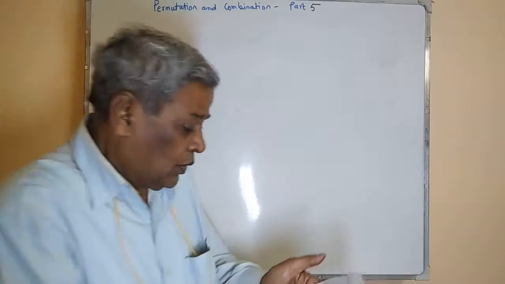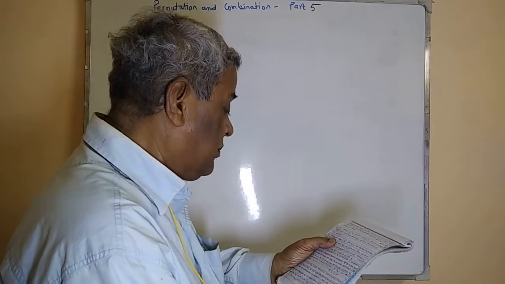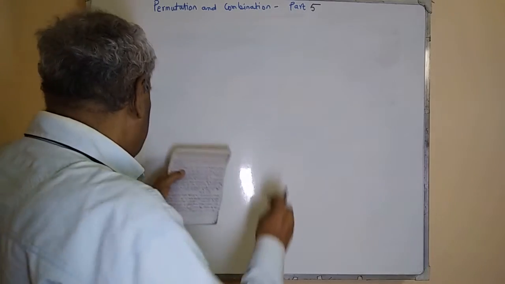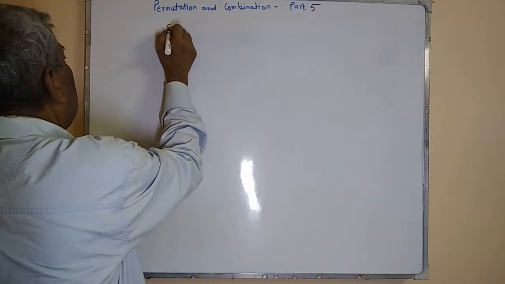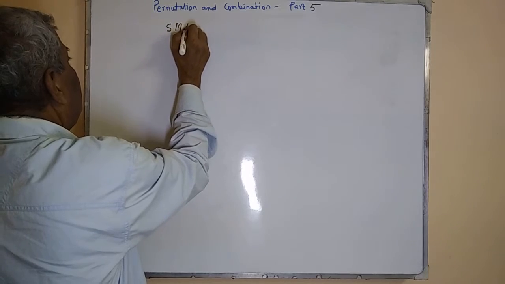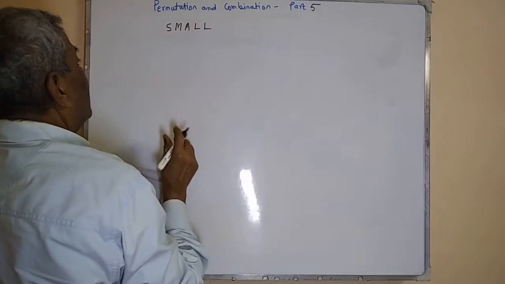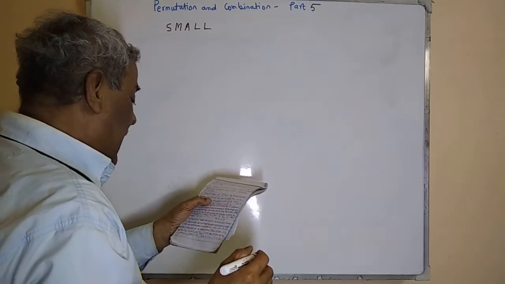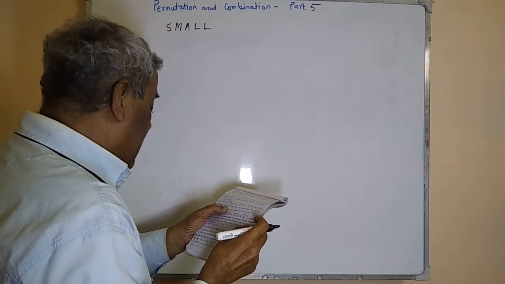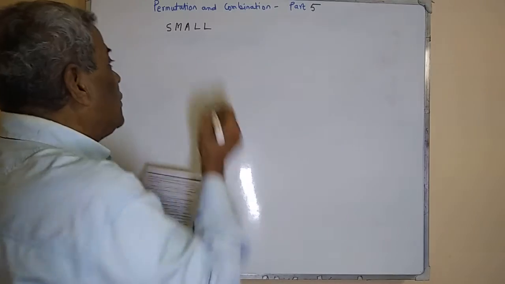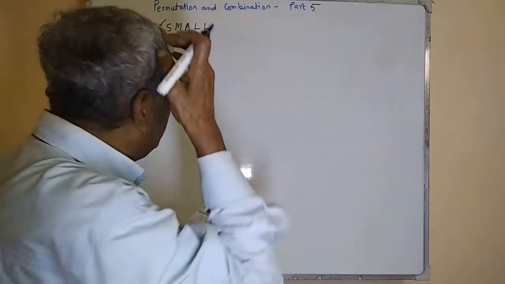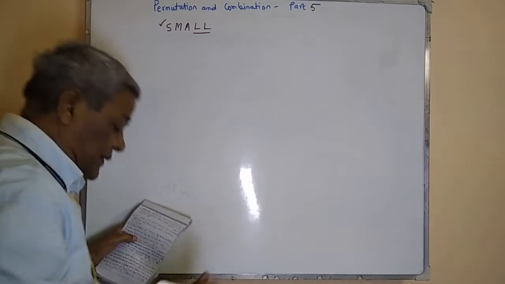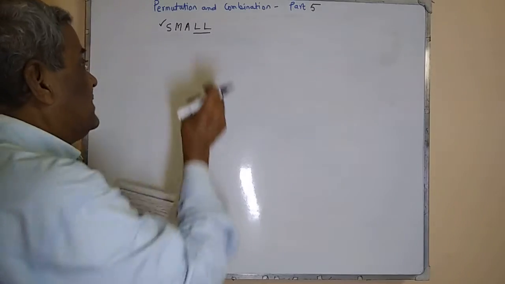So we take the first problem today. The first problem is: using all letters of SMALL, which are together to form words, and then they are arranged as per dictionary. In this arrangement, what is the position of SMALL? The speciality of this problem is that two letters are identical. That's why I have taken it.